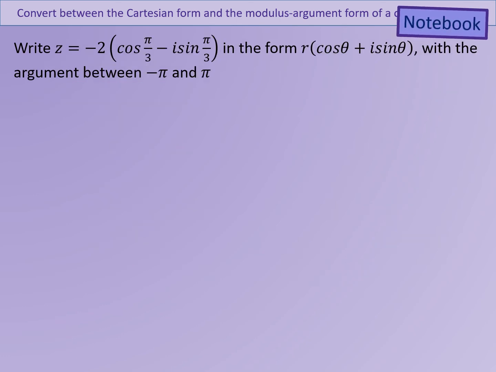So in this example, we want to write Z in the form r cos theta plus i sin theta. Now there's a couple of reasons why it's not currently in that correct form. The first reason is that r is negative. We've got negative 2. R does need to be a positive number because it's the distance from the origin. The second reason is that there's a minus in between the cos and the sine terms. It's cos pi by 3 minus i sin pi by 3. So we also need to sort that out.